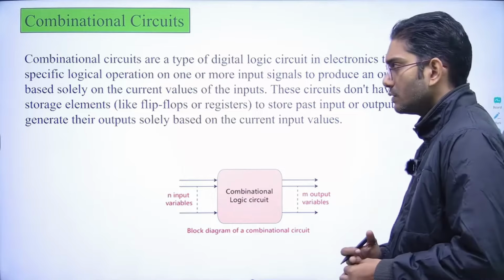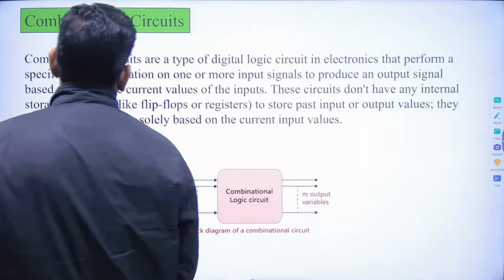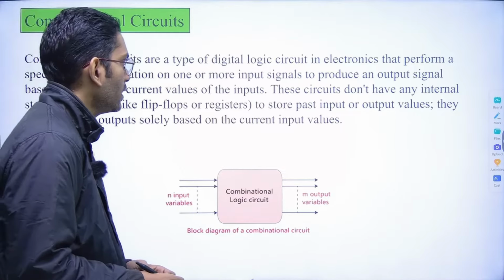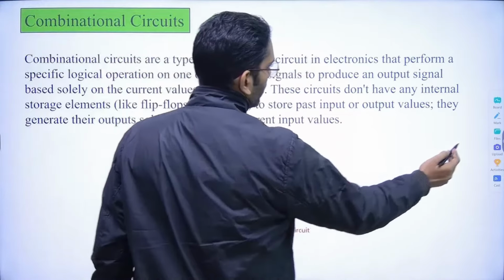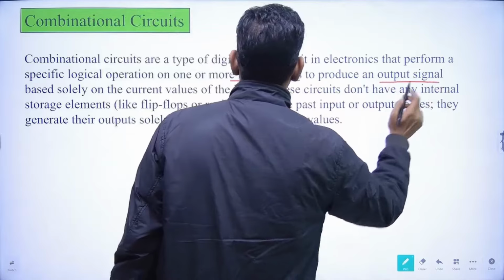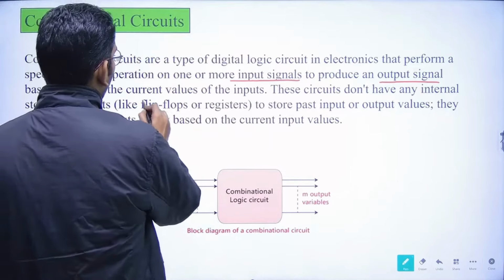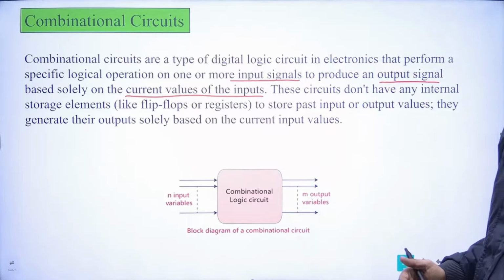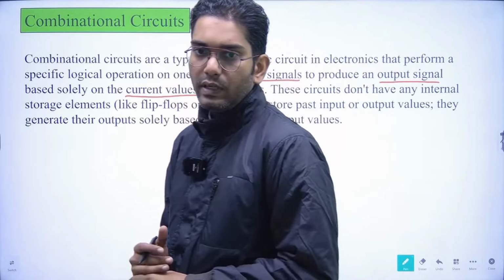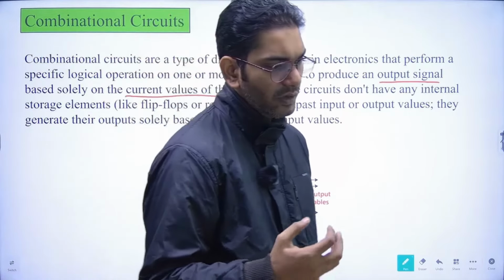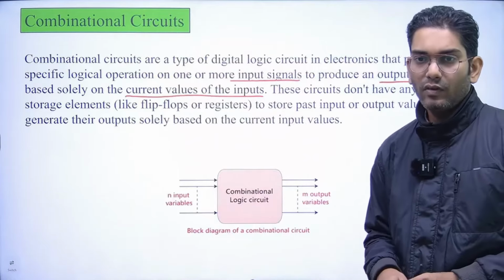Here you can see it is written that combinational circuits are a type of digital logic circuits in electronics that perform a specific logical operation on one or more input signals to produce an output signal based solely on the current values of the inputs. So what is a combinational circuit? A combinational circuit is basically a type of digital electronic circuit that performs a specific operation or a specific function for which we have designed it or for which we have programmed it.